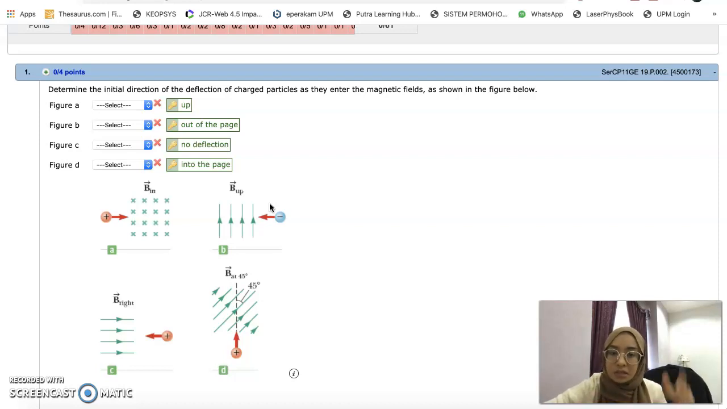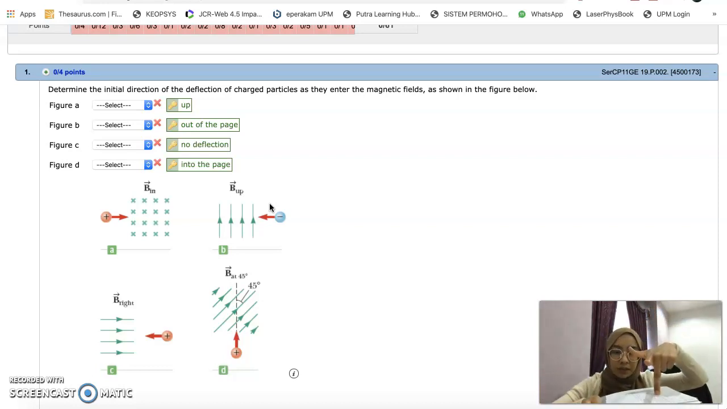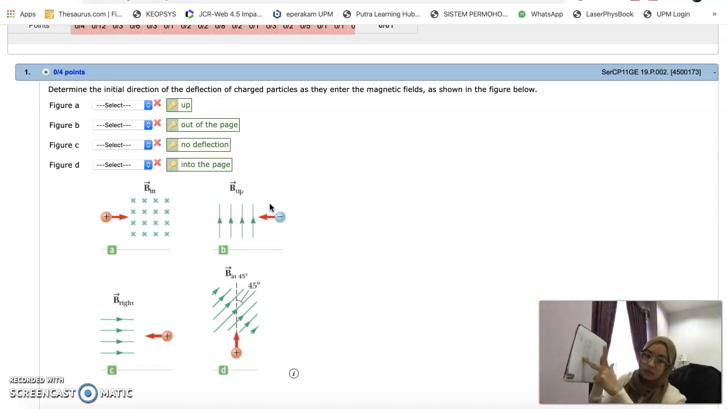Okay, so let's try the first one, the first question A. So we have a positive charge. Remember, positive charge, right-hand rule. So your magnetic field is going into the page. So let's say my page is here. It goes into the page like that. And my charged particle is going to the right, which means that my force goes upward, because this is where my thumb is pointing. It's going upwards. Into the page, velocity to the right. This is my index finger to the right. Into the page, to the right, your force is upwards. So the answer is up.